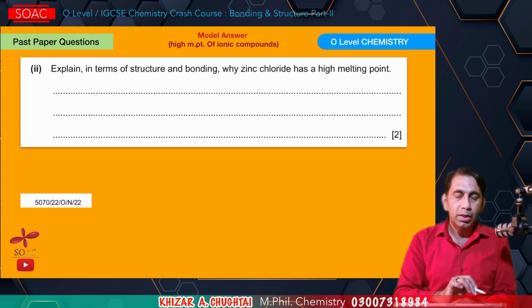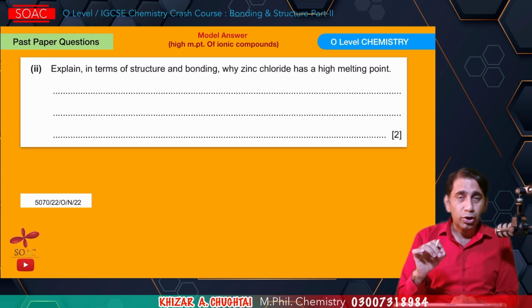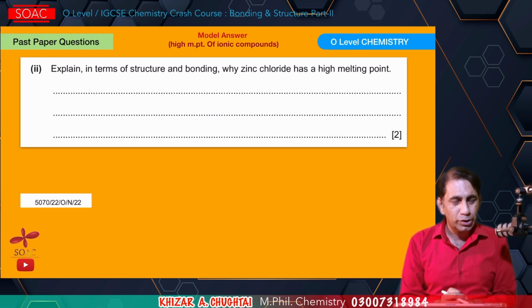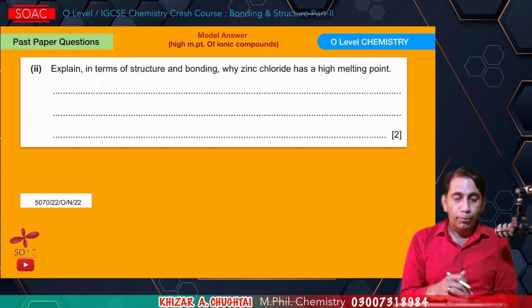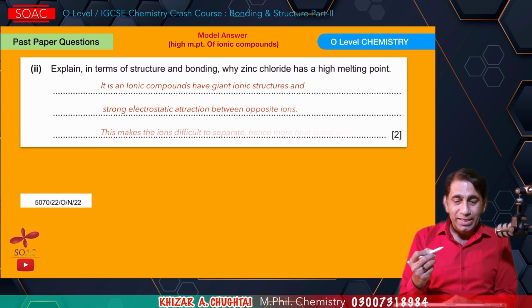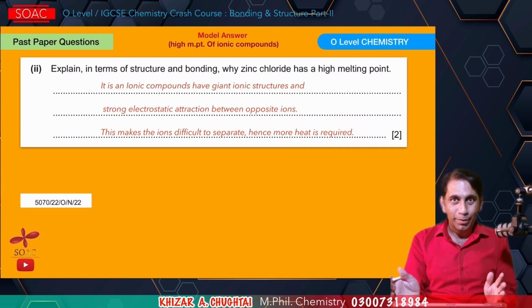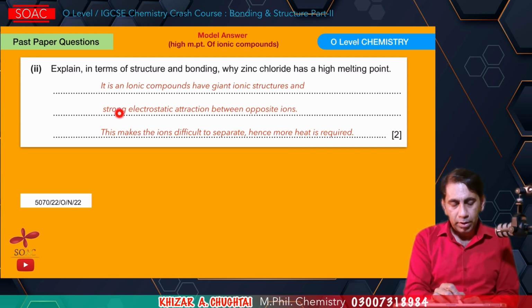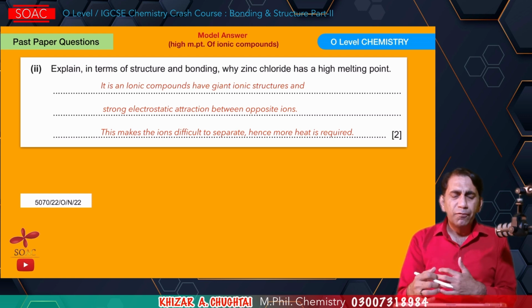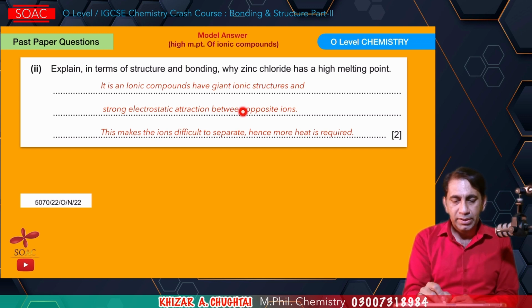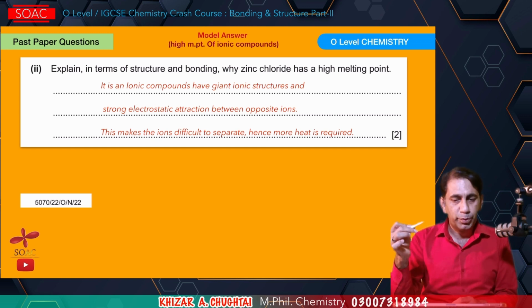That is number one, for 1 mark. Number two, the structure of zinc chloride is a giant structure, meaning there are numerous zinc positive ions, Zn2+, and Cl negative ions. So the model answer is: it is an ionic compound having a giant ionic structure and strong ionic bonds. Or you can write strong electrostatic forces of attraction between the opposite ions. If you are not going to write the detailed answer, then you can write strong ionic bond instead of electrostatic force of attraction between the opposite ions.